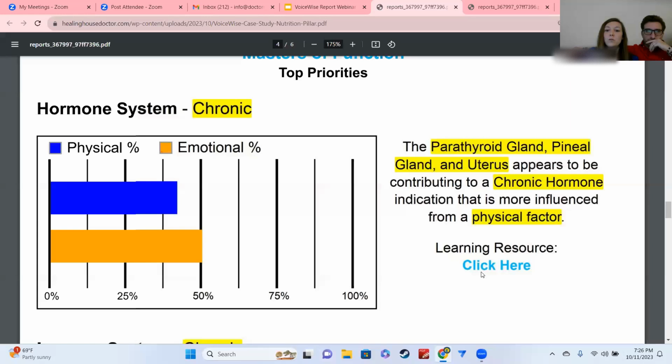So for this individual, they would click on the learning resource and it would take them to a video on how they can start addressing hormones today. And really, what are hormones? That resource will teach you that hormones are just signalers. They help to give the information of the instruction being carried out by that part of the body.